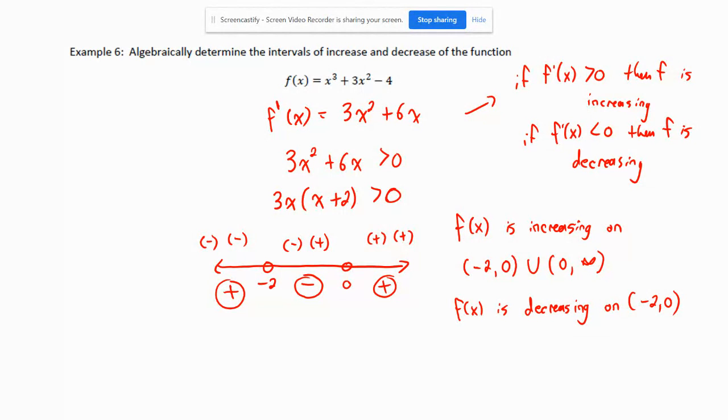Remember, guys, this is interval notation over here, right? So we're saying that this is the lower bound, this is the upper bound. The round brackets mean we're not including the boundary points.